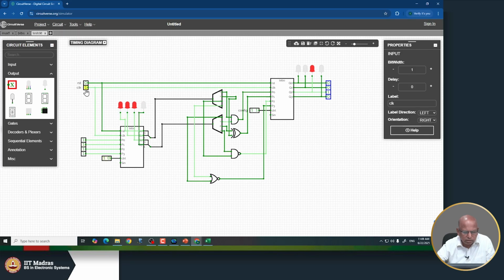1, 2, 3, 4 and 5. So the MISR is showing 0 1 1 1. Okay. Now let us introduce a fault here, right. Maybe there is a circuit fault or something like that here.